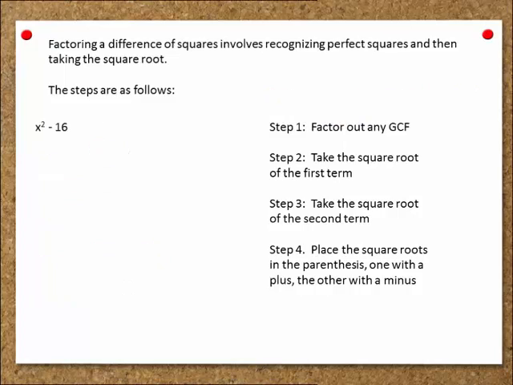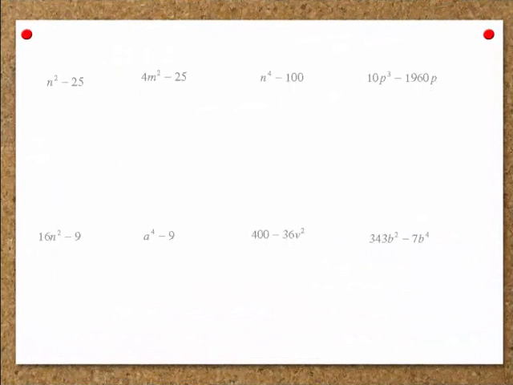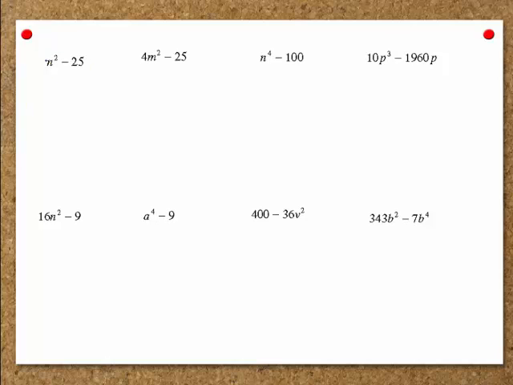Let's try some more examples. Okay, I don't have a GCF. The square root of n squared is n. The square root of 25 is 5. So I'll have (n + 5)(n − 5). No GCF again, so the square root of 4m squared is 2m. The square root of 25 is 5, so this gives me (2m + 5)(2m − 5).